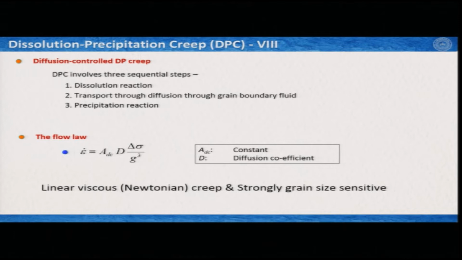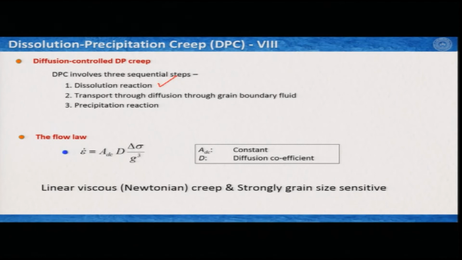It happens in three different stages, which occur in sequence. First, you have a dissolution reaction, that means you have to dissolve your material. Then you have to transport it through the mechanism of diffusion, in this case mostly along the grain boundaries or through an open space, and then it has to precipitate somewhere. So, first is the dissolution reaction, then transport through diffusion through grain boundary fluid, and then precipitation.